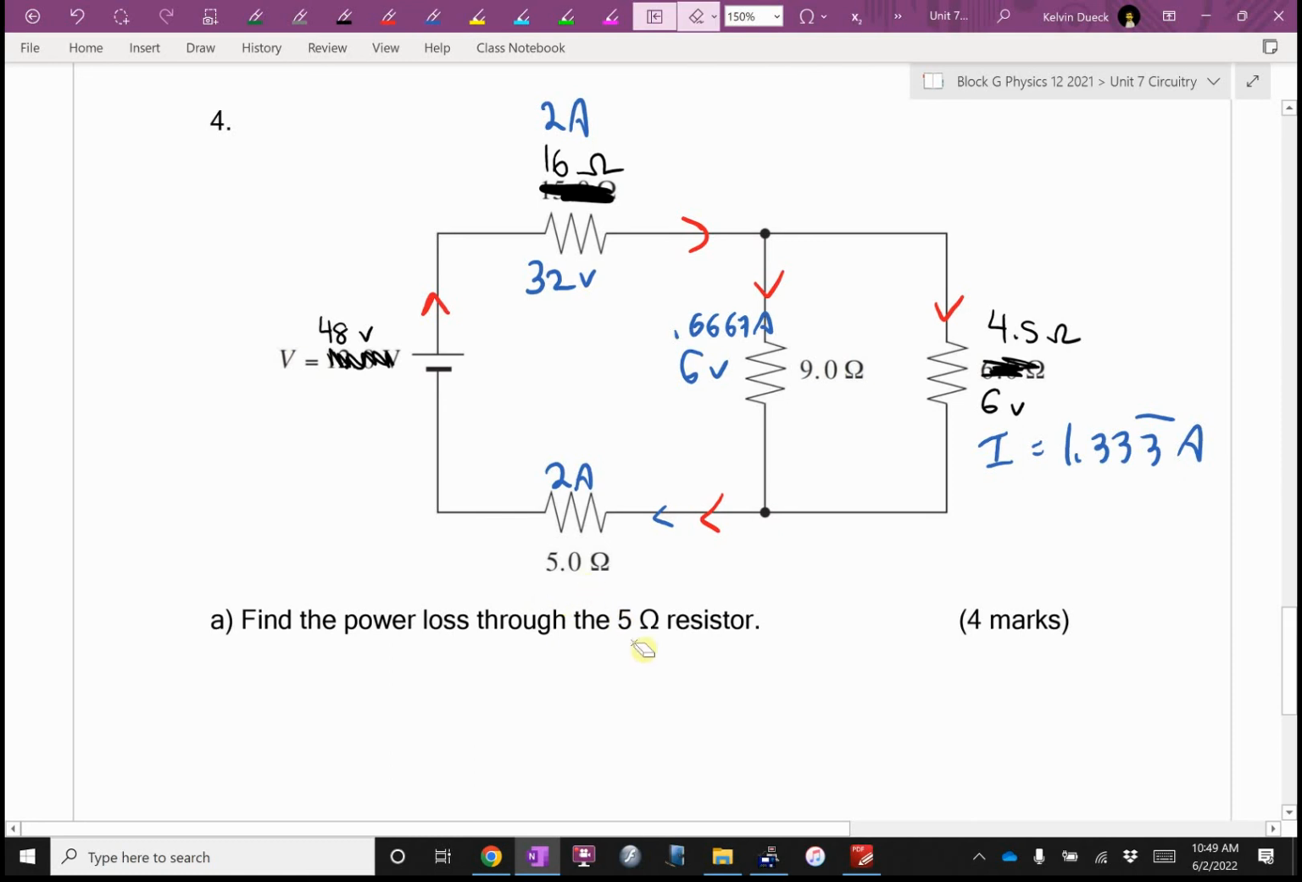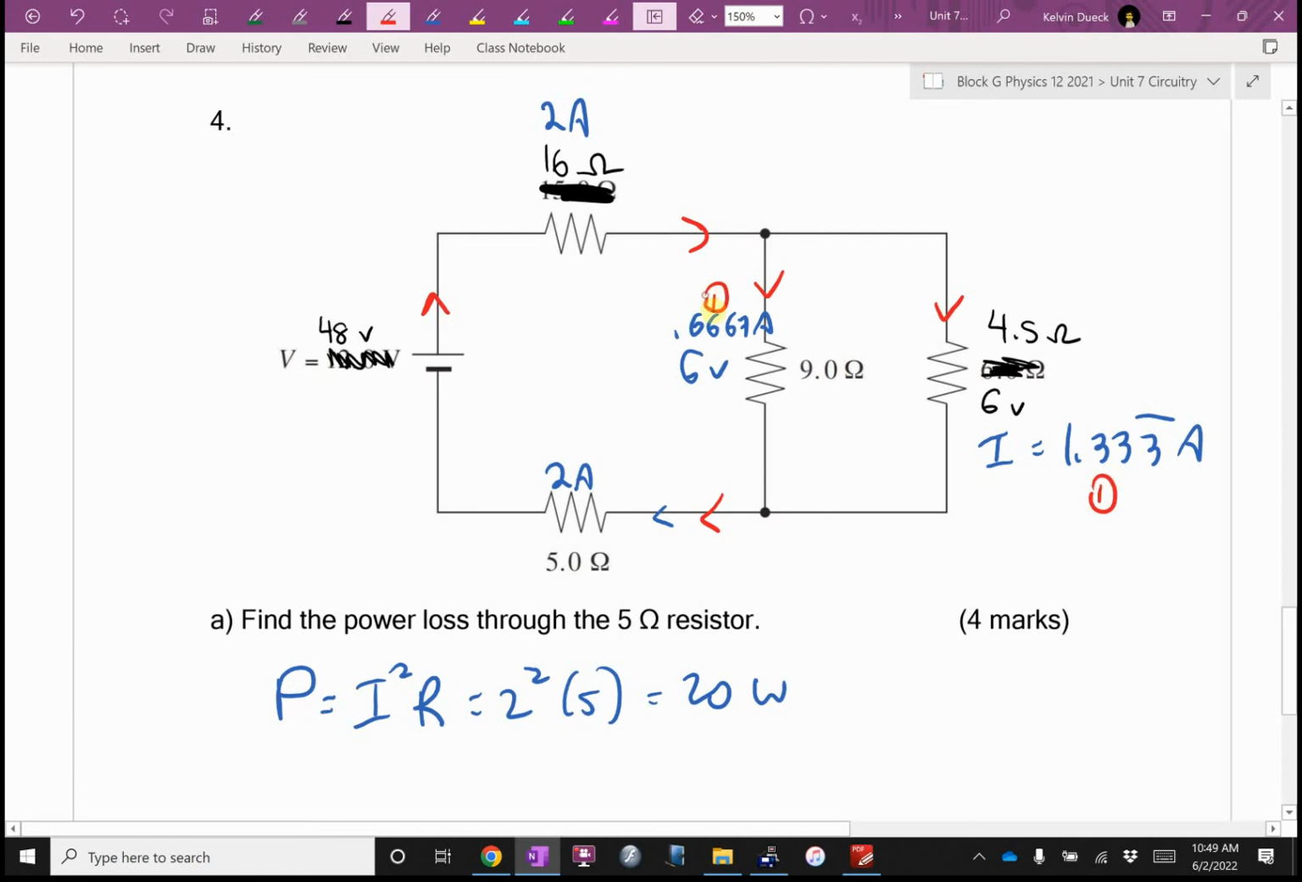It wants the power loss through the 5 ohm resistor. I didn't even need to find that 32. I could have gone power is I squared R. I haven't used that one much, but I got R. I'm good to go. It's going to be 2 squared times 5. It's going to be 20 watts. If you got that, 4 out of 4. Otherwise, I would give you 1 mark if I saw that, 1 mark for that, 1 mark for finding total current, 1 mark for the answer.